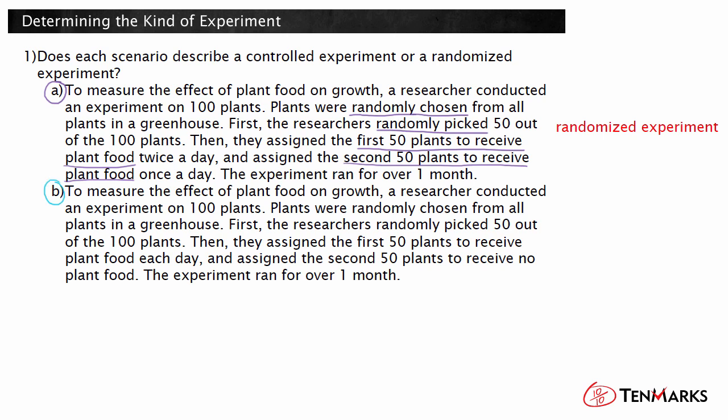Look at the next part. Remember to ask yourself 2 questions. 1. Are subjects assigned randomly at all levels? And 2. Do all subjects receive treatment? In this scenario, subjects are assigned randomly at all levels, but all subjects do not receive the treatment. Some receive the plant food and others do not. So this scenario describes a controlled experiment.